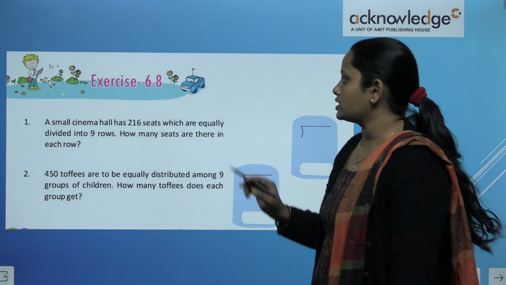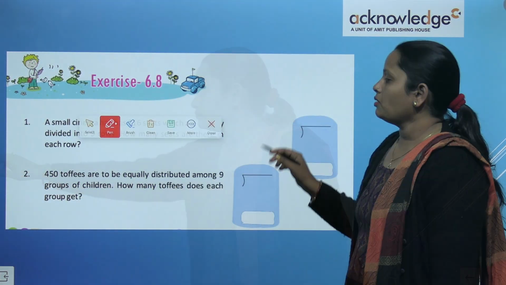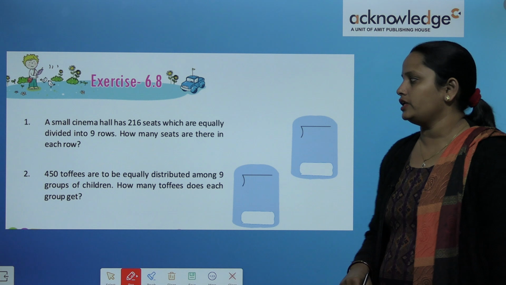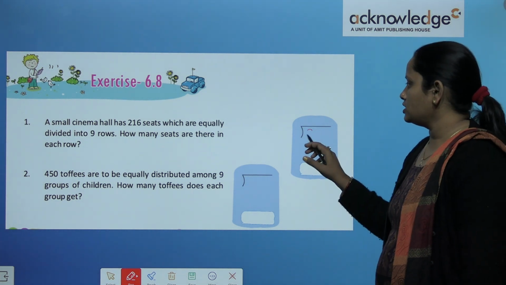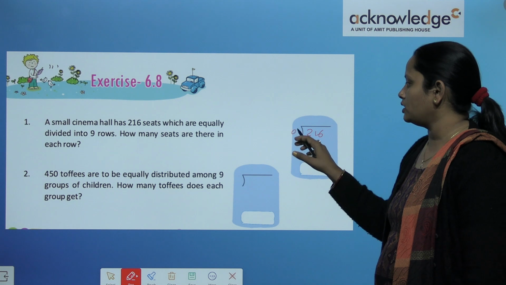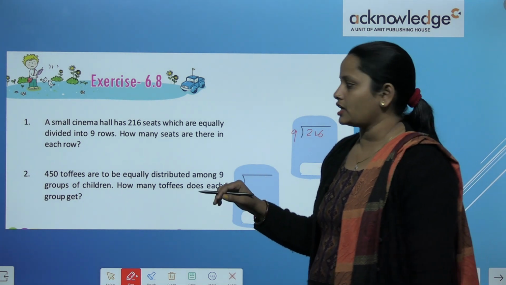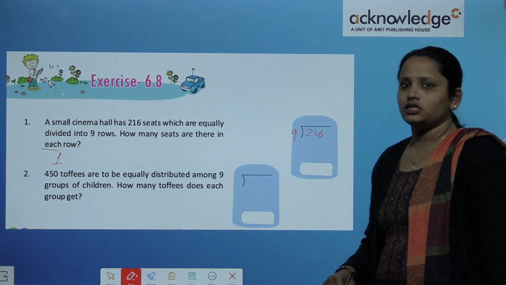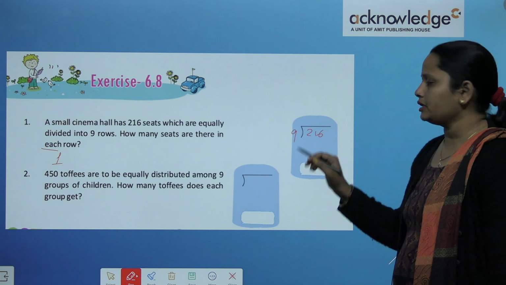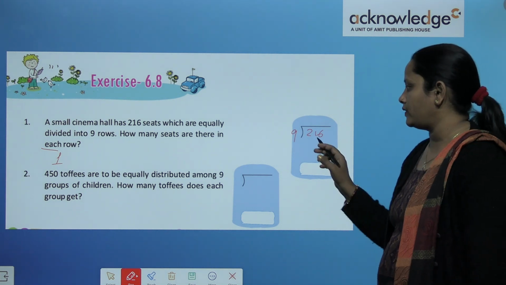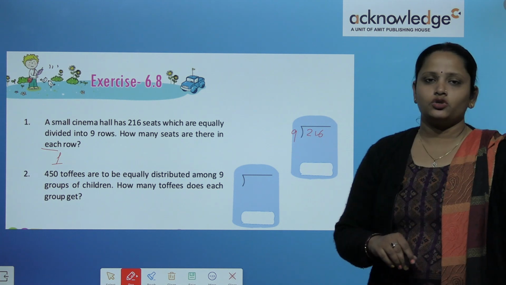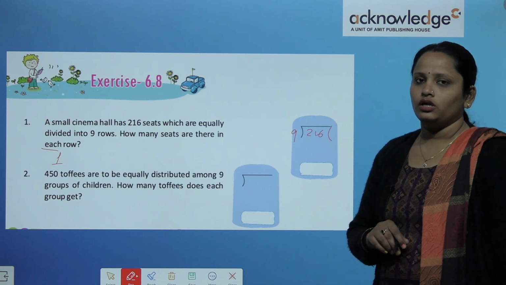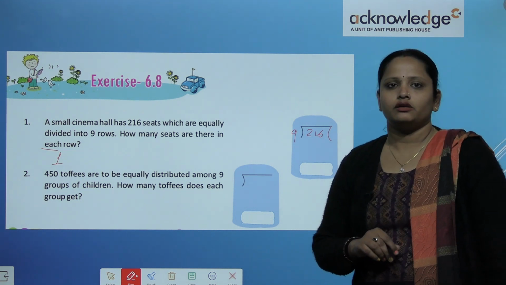So now children, let's do this exercise 6.8. A cinema hall has 216 seats which are equally divided in 9 rows. तो इतने सीट्स हैं सिनेमा हॉल में, उसे 9 रो में डिवाइड किया गया है. How many seats are there in each row? Each का मतलब होता है 1 रो. तो 1 की बात है तो it's divide these numbers. Okay, 9 के टेबल में 2 दिखेंगे? No, it will not be divisible. अब 21 को चेक करेंगे 9 की टेबल में, तो क्या 9 के टेबल में 21 आता है? No, नहीं आता है. So let's read the table of 9.